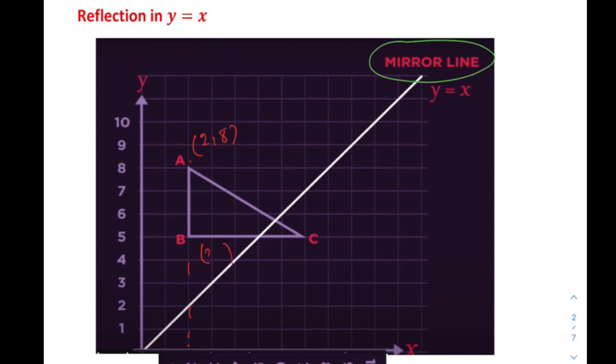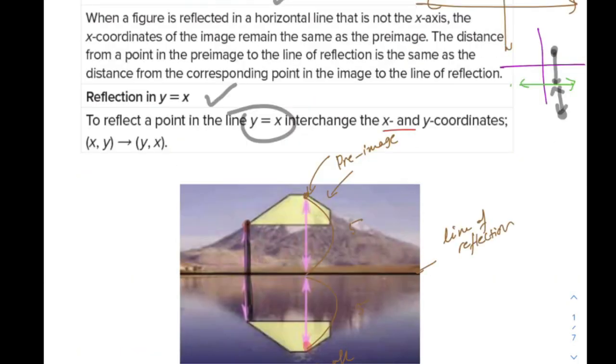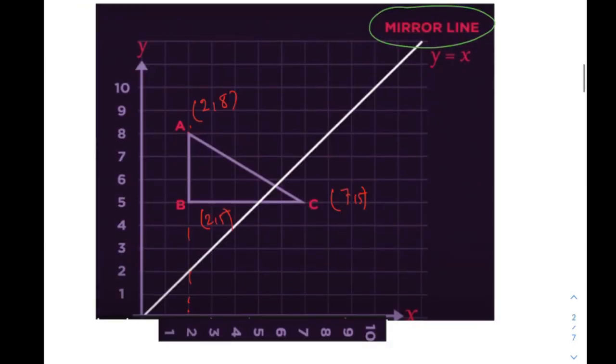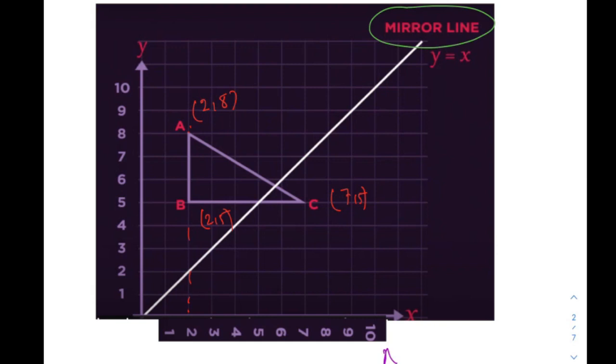B is (2, 5). C is (7, 5). The reflection across y equals x is simply, as per the rule, interchanging the x and the y coordinates. (x, y) will be (y, x). So if A was (2, 8), after reflection, A prime will be (8, 2).